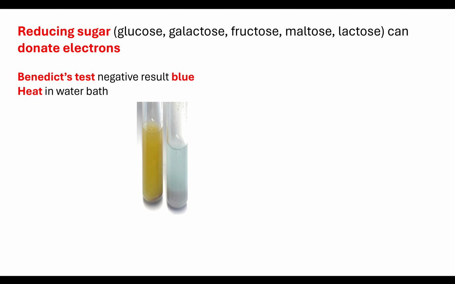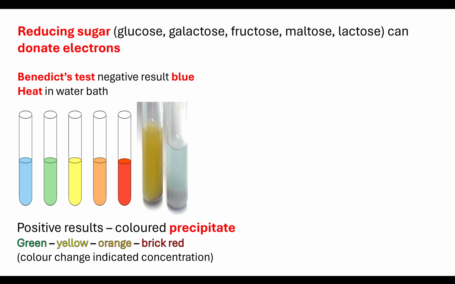So what we would do is we would take a sample of whatever our solution is. We would put in the same volume of Benedict's. We would heat them in a water bath, and if we get a positive result, as you can see here, my blue color has been changed into a yellow color. Well, the positive result is a colored precipitate.